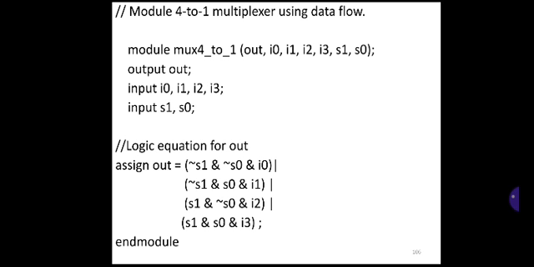So not of S1 and not of S0 and I0, then plus, which is nothing but the OR operator. Write the complete Boolean expression in this format: not of S1 and not of S0 and I0, or not of S1 and S0 and I1, or S1 and not of S0 and I2, or S1 and S0 and I3. This is the program for the 4:1 multiplexer.